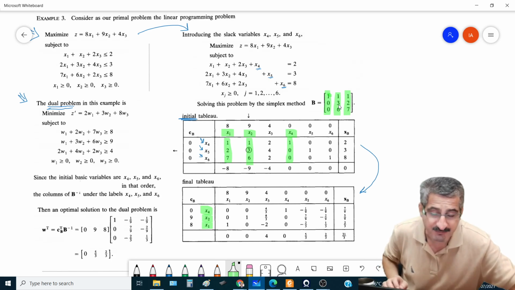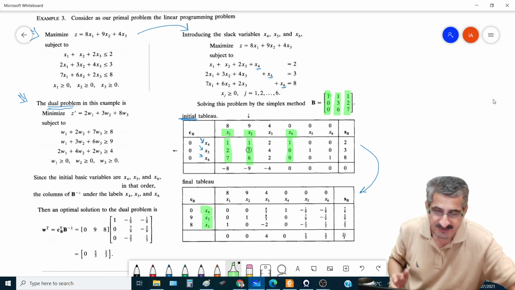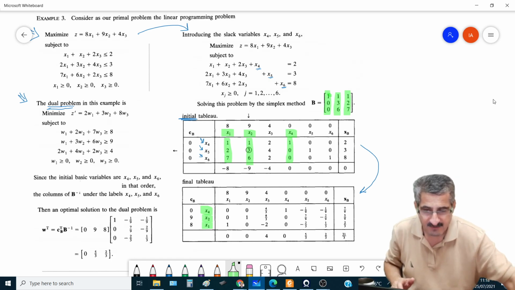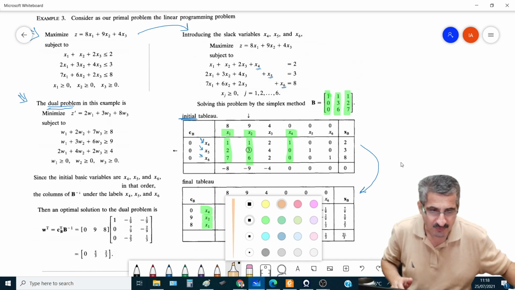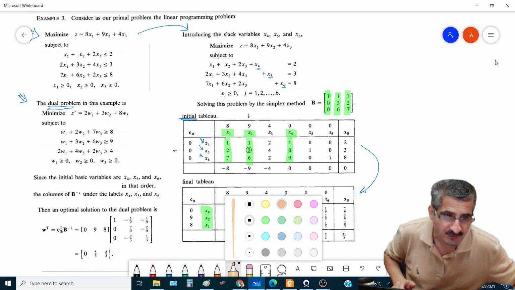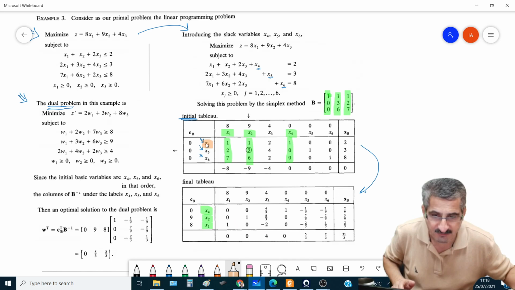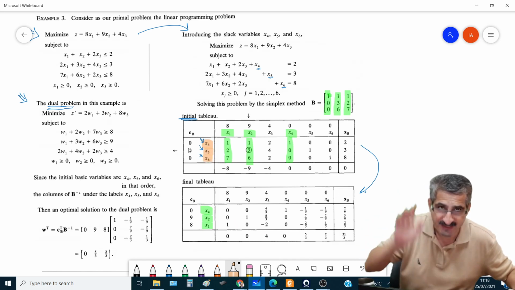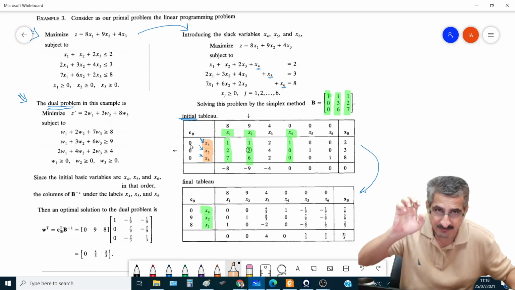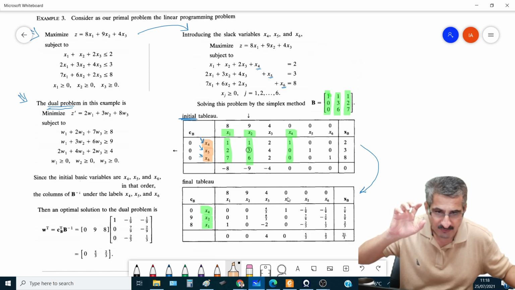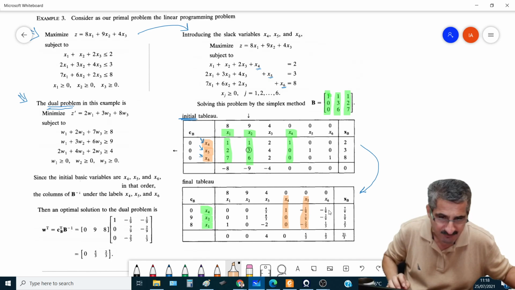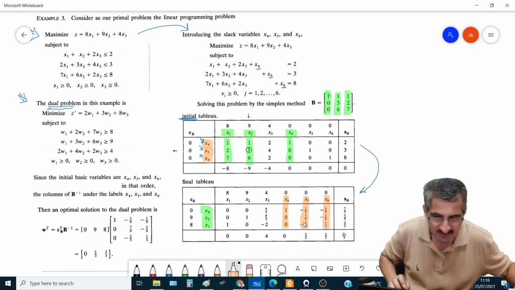Now, how do we get B inverse? Getting B inverse goes the opposite way. Go to the initial table, take the basic variables x4, x5, x6. These are the basic variables. Then go to the columns under them, but from the final table. If you do that, you get the inverse.